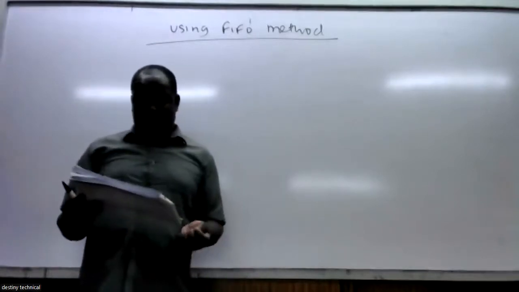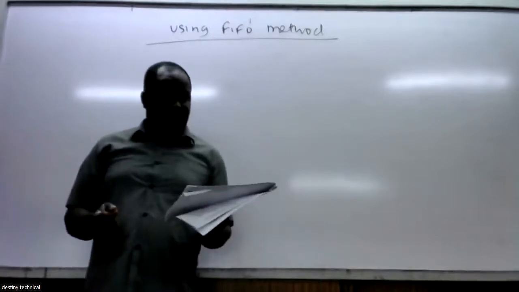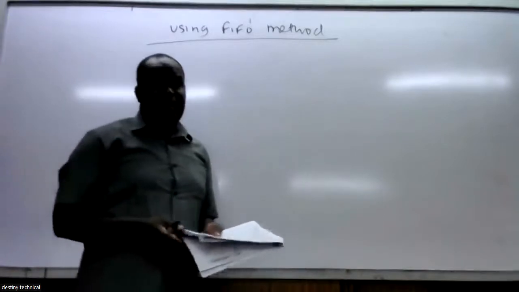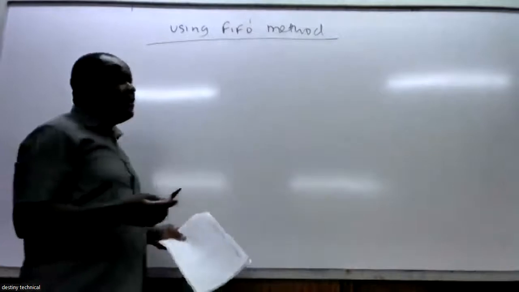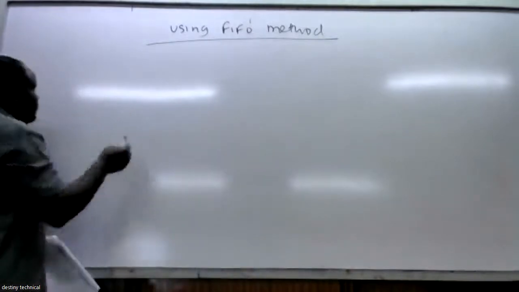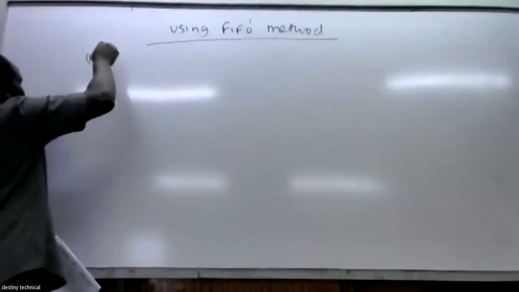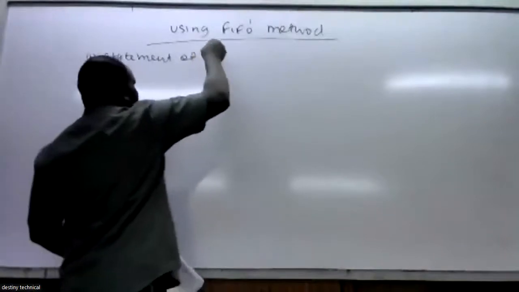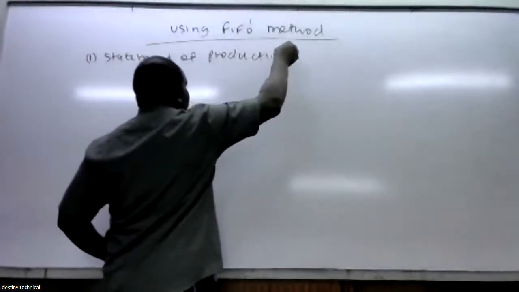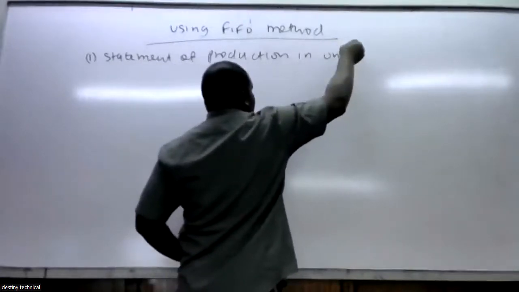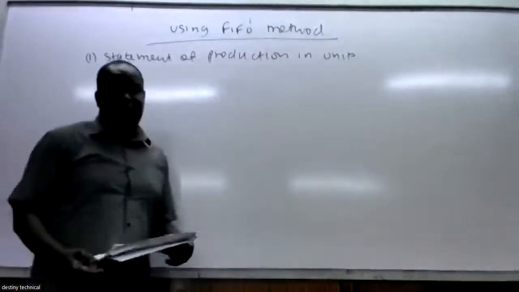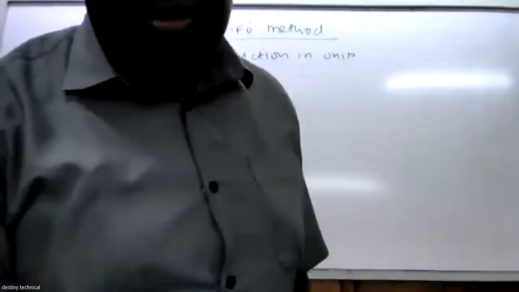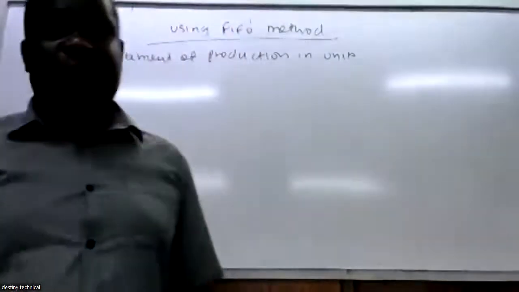Before we go to part A of the question, part A is about the statement of equivalent production, but that is meant to be step number 3. So step number 1 will be the statement of production in units. So we write something brief about that statement.